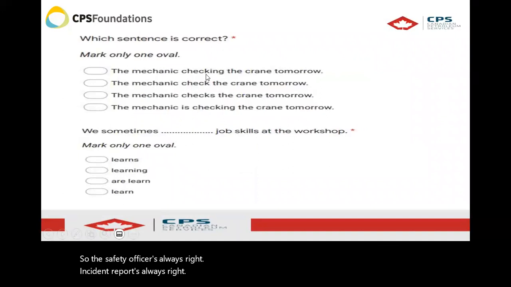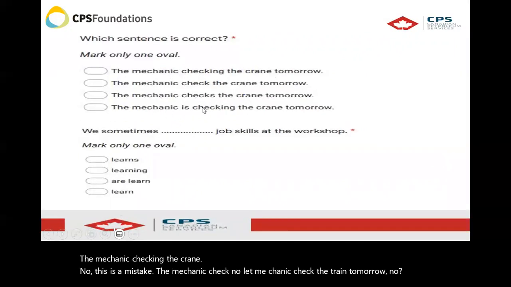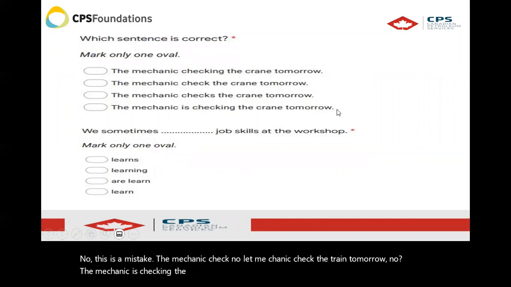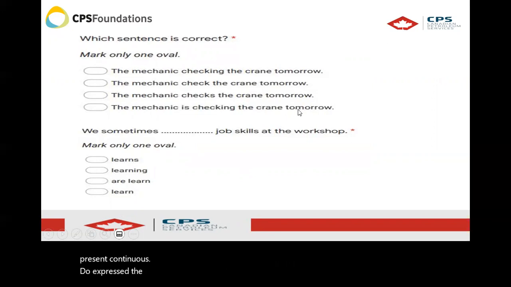Which of the following sentence is correct? The mechanic checking the crane. No, this is a mistake. The mechanic check. No. The mechanic check the crane tomorrow. No. The mechanic is checking the crane tomorrow. This is a correct sentence because it has a present continuous to express the future with tomorrow.